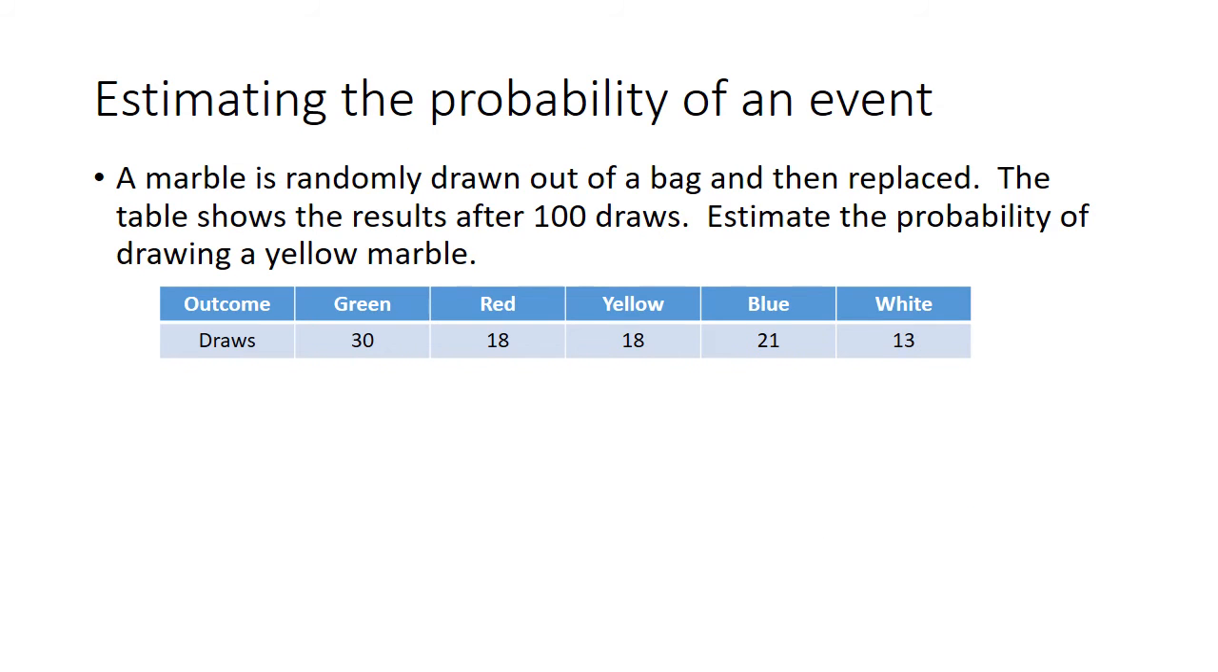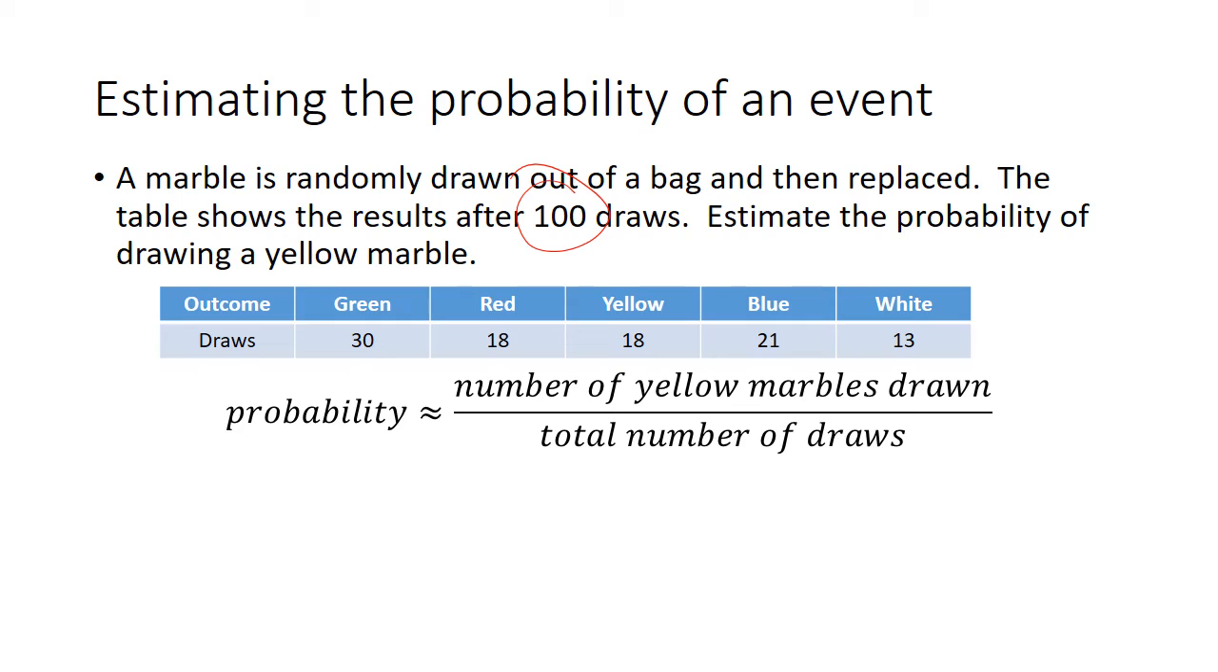So let's try this one. A marble is randomly drawn out of a bag and then replaced. The table shows the results after 100 draws, so that's what's going to be on our bottom. Estimate the probability of drawing a yellow marble. So we're going to take our number of yellow marbles drawn, which is 18. We'll put it over the total number of draws, which is 100. When you divide that, you're going to get 0.18. So 0.18, or 18/100ths, is the chance that you will draw a yellow marble when you're drawing marbles randomly out of a bag.